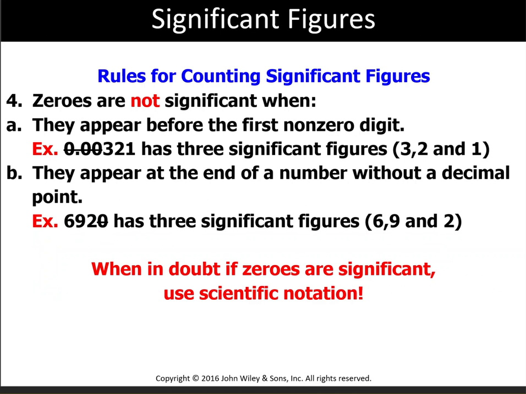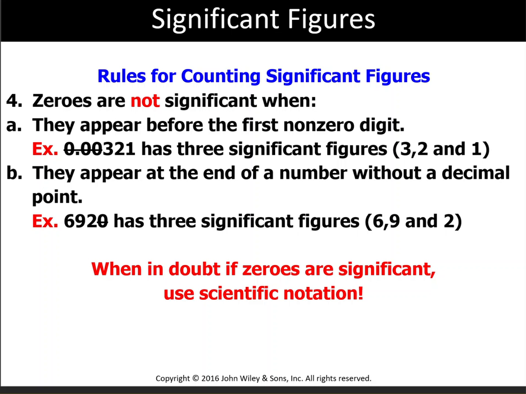Now 0 is not always counted as significant. There are a couple of ways when we don't count 0 as significant. The first situation is that if 0 comes before the first non-zero digit, it's not going to count as significant. For example, here the number 0.00321 includes 0, but these 2 zeros come before the first non-zero digit, which is 3, so they don't count as significant. This number has only 3 significant figures.